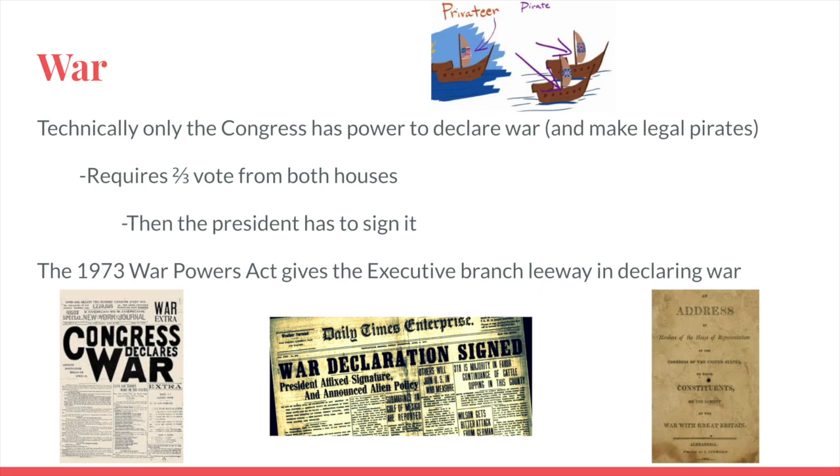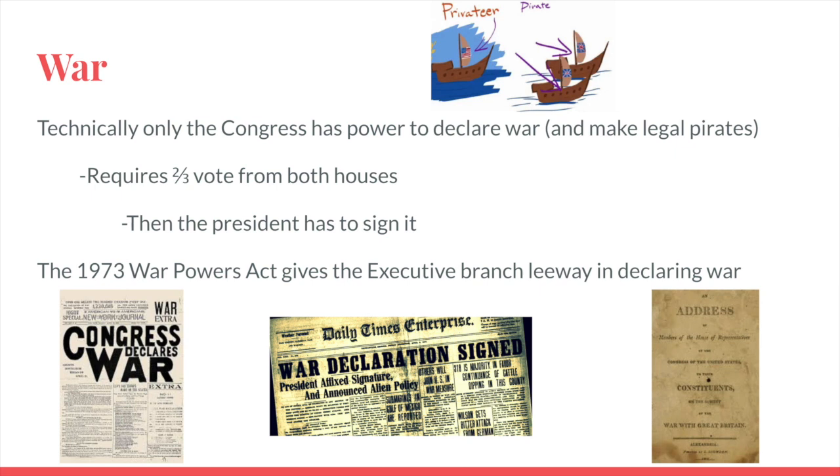As you see at the bottom there, the 1973 War Powers Act under Nixon gave the executive branch a whole bunch of leeway in declaring war. Before that, Truman, Eisenhower, Kennedy, and Johnson had all had to kind of go through Congress. Congress had signed the Gulf of Tonkin Resolution that gave President Johnson a bunch of flexibility without really declaring war in Vietnam.